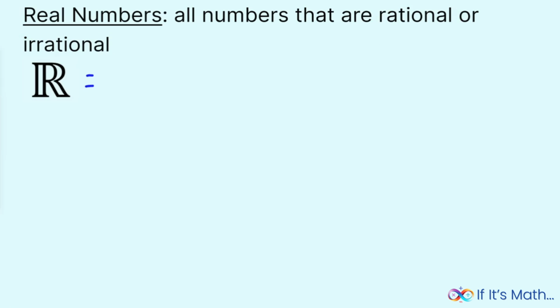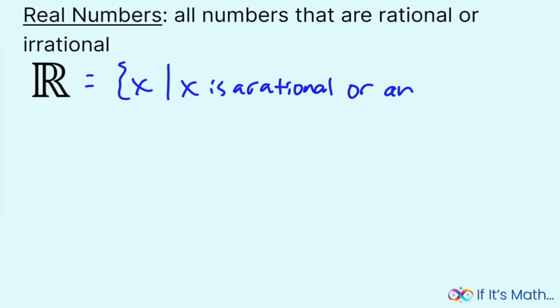So if we think about this in words, we've got the set of all numbers x such that x is a rational or an irrational number.